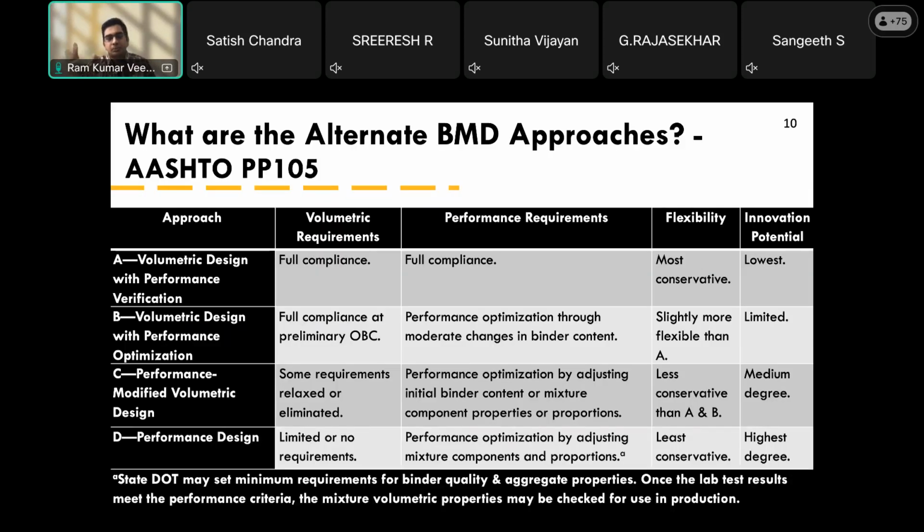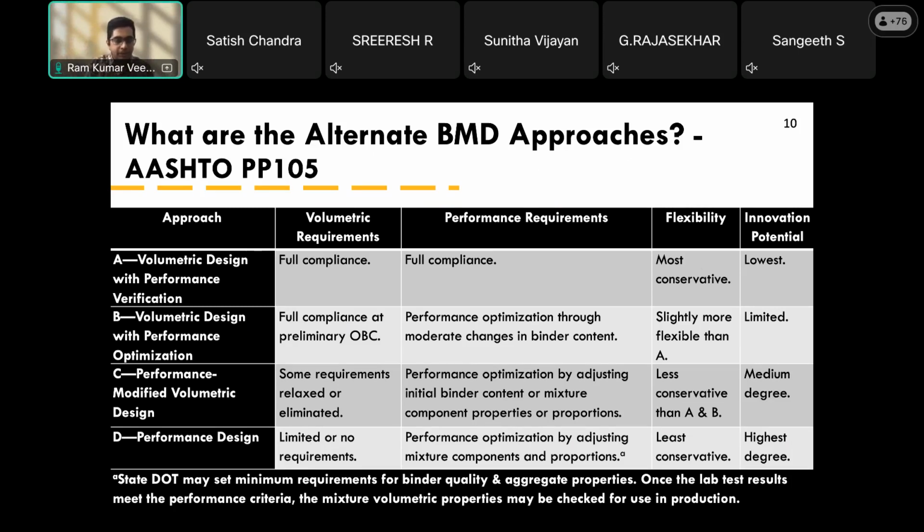So AASHTO PP 105, if you read it, mentions that there are 4 approaches or 4 alternatives to this BMD implementation process. In approach A, there's full compliance with both volumetrics and performance requirements. This is the most conservative approach, offering low flexibility and innovative potential. So you can't innovate more. You're fixed on the volumetric design with some performance verification.